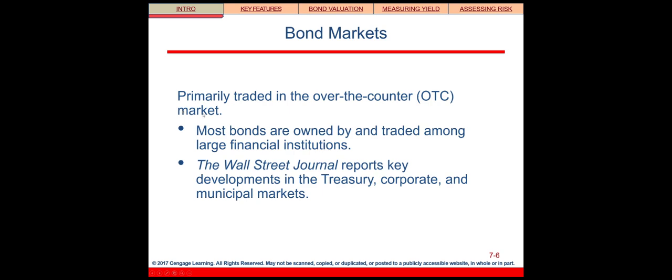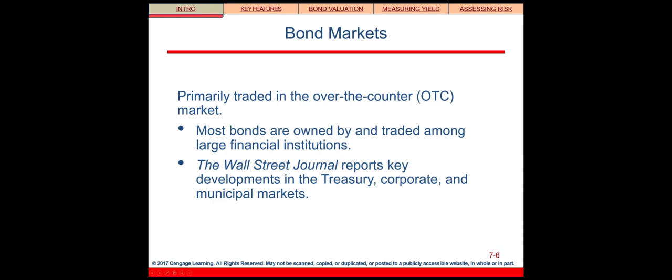Bond markets are usually primarily traded in the OTC market. OTC means over the counter. That also means that there's no exchange. It's not like there's Nasdaq or the New York Stock Exchange. There's no such market, but it largely depends on negotiations. So that's why it's an OTC market.